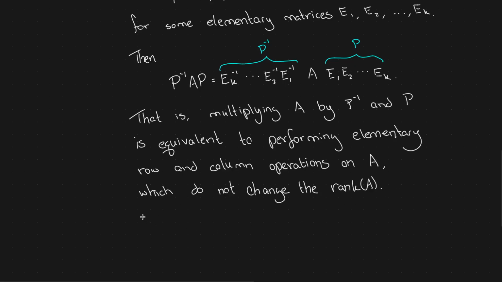Thus, the rank of A is equal to the rank of P inverse AP, because these are just the equivalent of performing elementary row and column operations on matrix A, which doesn't change the rank. But P inverse AP is just matrix B. Okay, so the rank of A and the rank of B are equal.